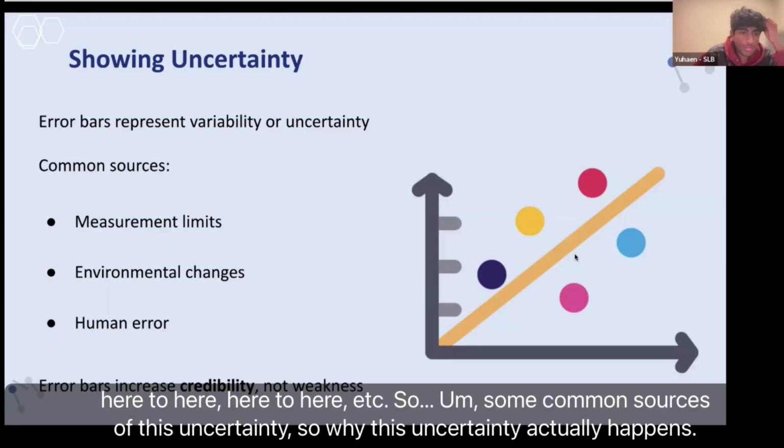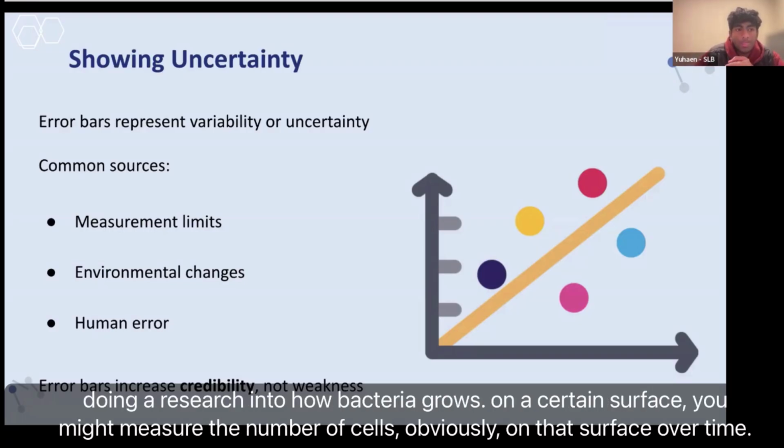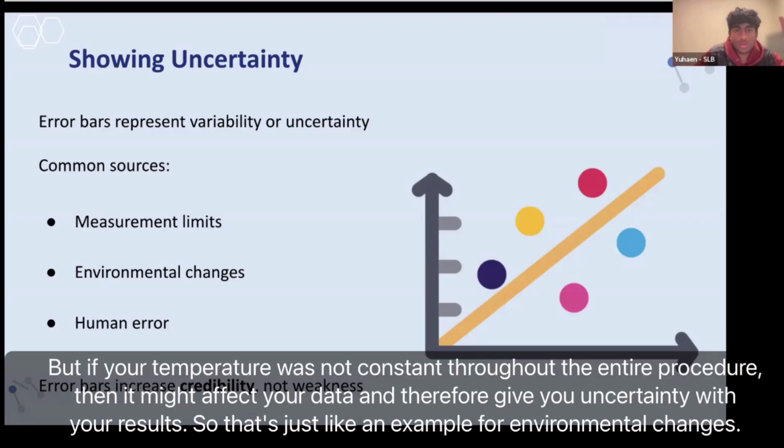Some common sources of this uncertainty, or why it actually happens, are measurement limits, environmental changes, or human error. For example, if you were researching how bacteria grows on a certain surface, you might measure the number of cells on that surface over time. But if your temperature was not constant throughout the entire procedure, then it might affect your data and give you uncertainty with your results. That's an example of environmental changes.